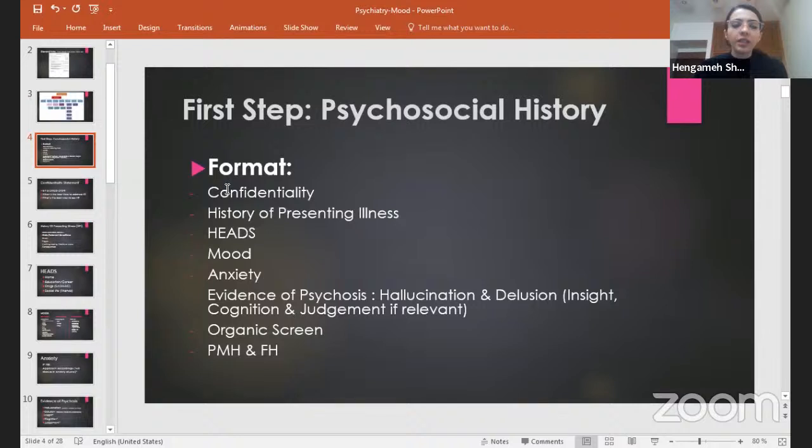So again, this is the format. Every psychosocial history should cover all these areas, but I did not put numbers, I just put bullet points here. This doesn't mean that you should necessarily start with history of presenting illness and then move to HEADS and then move to mood. You should adapt your history taking according to what the patient gives you.